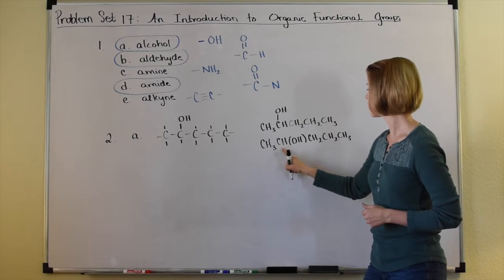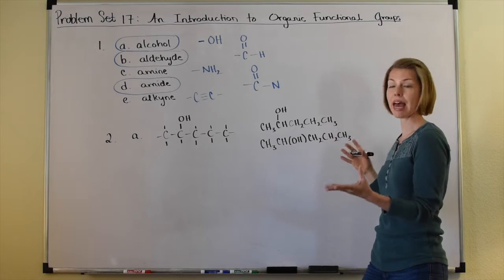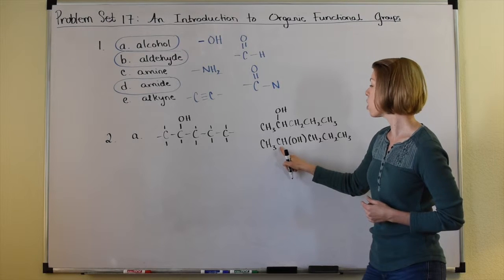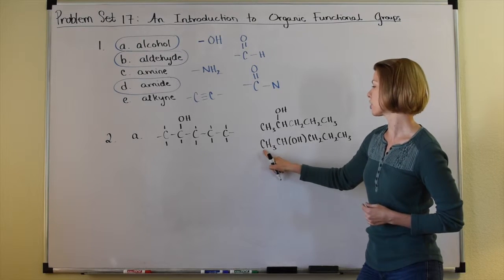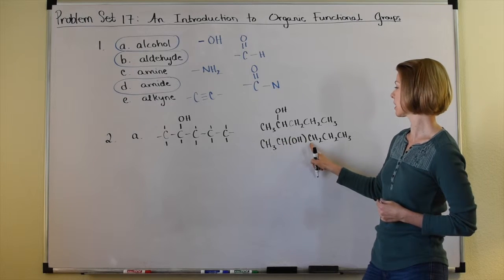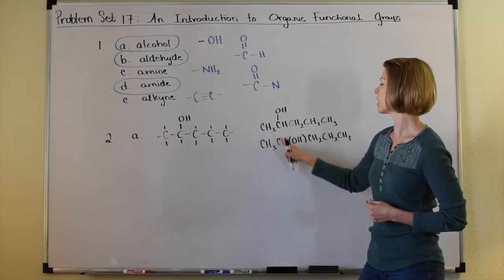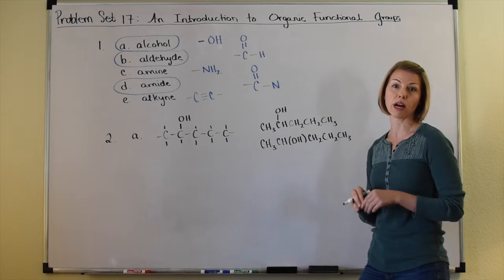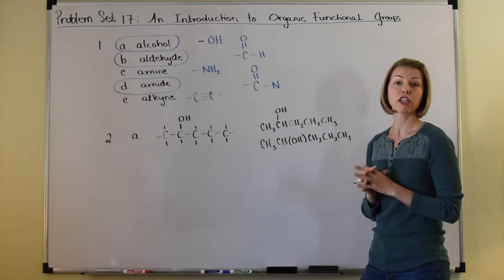Okay, so 1, 2, 3, 4, 5, so still pent, but then this carbon, we can see that it's attached to this carbon and this hydrogen and this carbon here, and then the alcohol is off of that carbon as well. That completes the octet to that carbon.